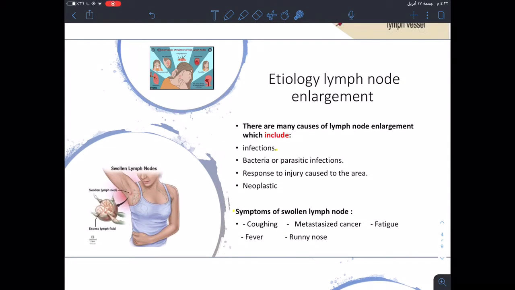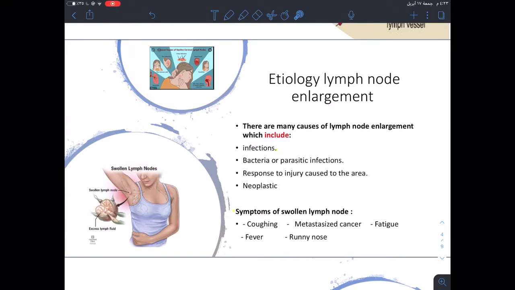Etiology of lymph node enlargement. There are many causes of lymph node enlargement, which include infection. A wide variety of infections are the most common cause of swelling of the lymph node. Also, bacterial or parasitic infection, response to injury caused to the area, and neoplastic causes, and there are some drugs that can cause enlargement of a lymph node.